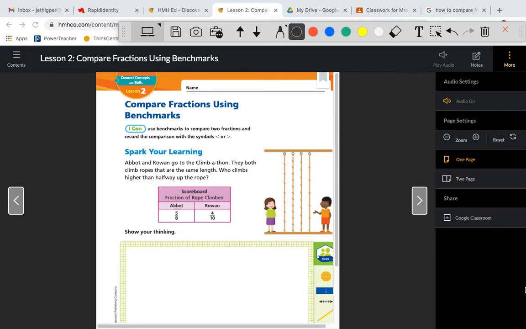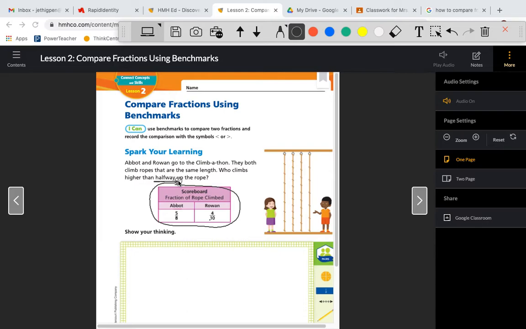Let's look at Spark Your Learning. Abbott and Rowan go to the climb-a-thon. They both climb ropes that are the same length. Who climbs higher than halfway up the rope? Now, here's our information that we're going to be using, and we're comparing these two fractions to the halfway point. So the halfway is going to be our benchmark.